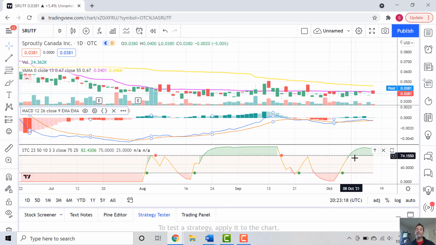So these are the types of differences in technical analysis that CannaBot is picking up that are hard to see if you're not looking at multiple indicators at once, which is why looking at 10 or more technical indicators at the same time is really where we want to be. So get used to the STC. Take another look at Sproutly Canada. There may be some things lining up in the short term for this stock to pop above where it's been in the mid 3-cent range.